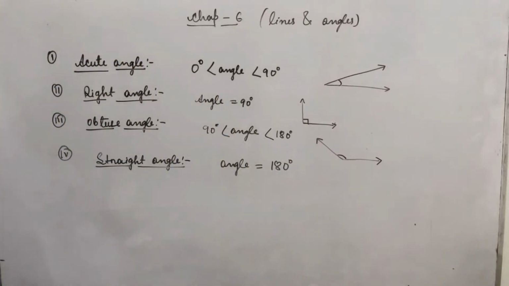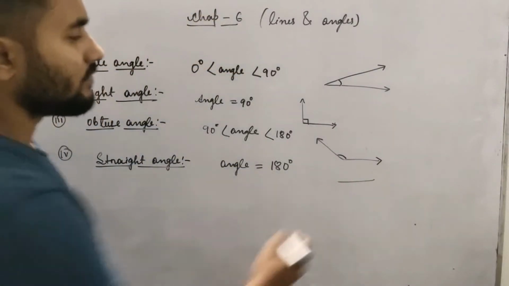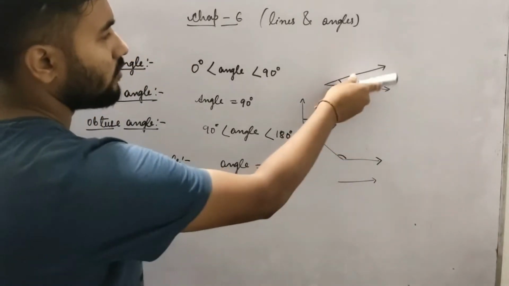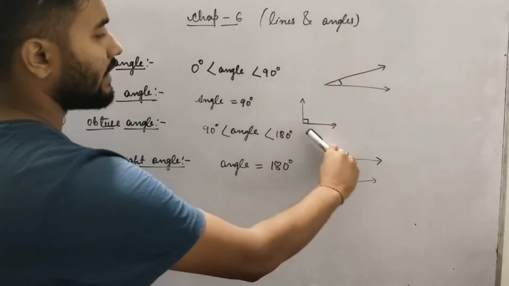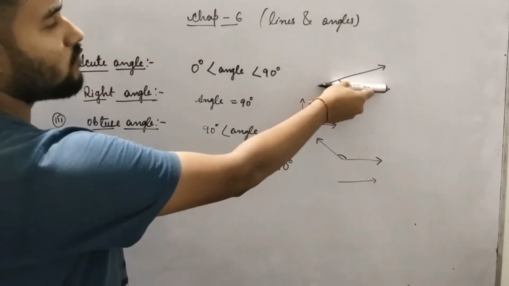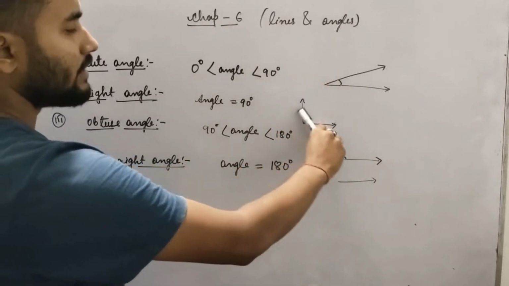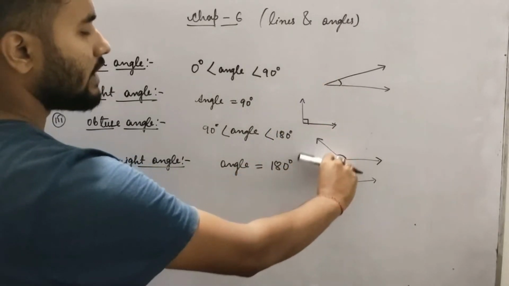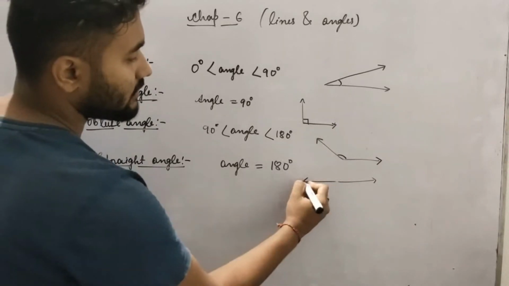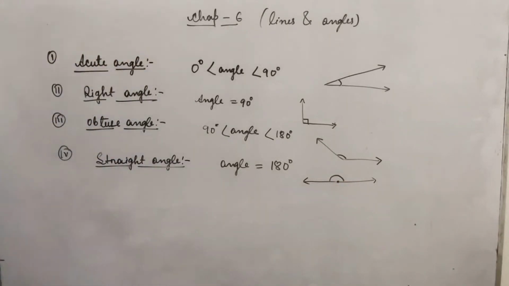Done. Very simple. The first ray is like this, right? Then rotating. Then like that. Then what? 180 degree. Understood? It started to rotate like that. Acute, rotating, then 90, then rotating, greater than 90, and then what? This is what? 180 degree. So like this is what? This is straight angle, 180 degree.